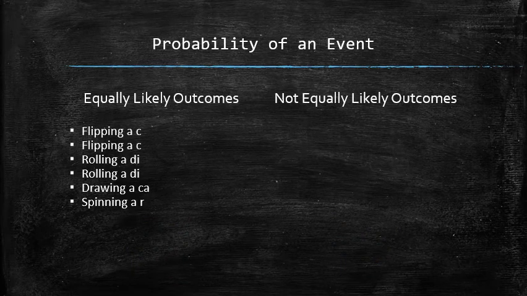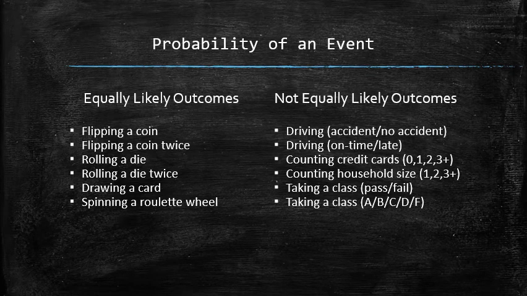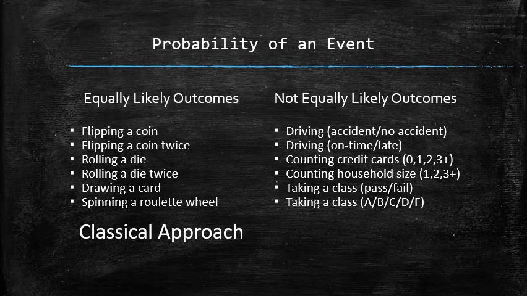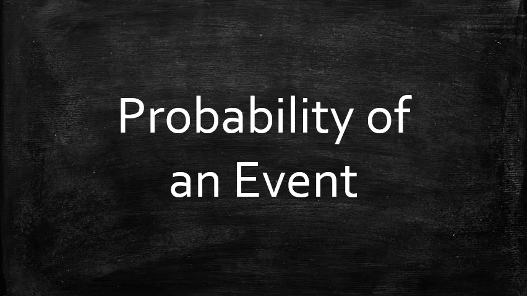Most classical experiments have equally likely simple outcomes, but in real life, most of the experiments do not have equally likely outcomes. So it is important to be able to work with both types of experiments. When working with an experiment that has equally likely simple outcomes, we will be using an approach called classical. And when working with an experiment that has not equally likely simple outcomes, we will use an approach called empirical. Next, we will discuss two different approaches to find the probability of an event, classical and empirical, and which approach to use will depend on whether the experiment has equally likely simple outcomes or not.